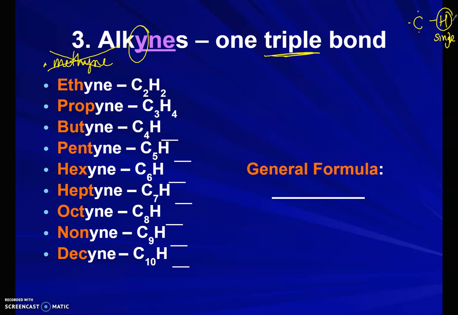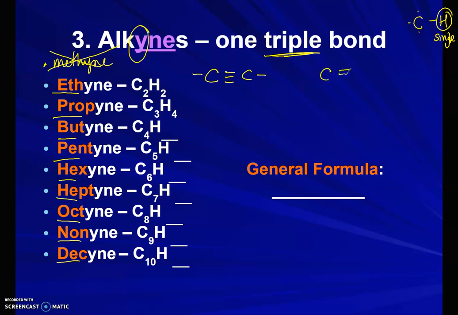So we're also going to use eth, prop, but, pent, hex, hept, oct, non, and dec here, with the ending yne. So an ethyne would be C2H2, and we would have a carbon triple bonded to another carbon, and then since each carbon can make four bonds, we would add in a hydrogen on each one.